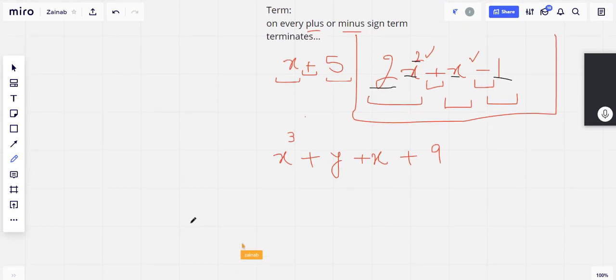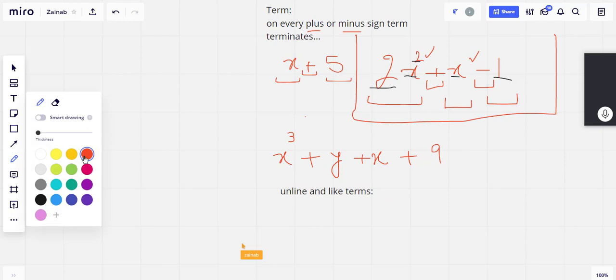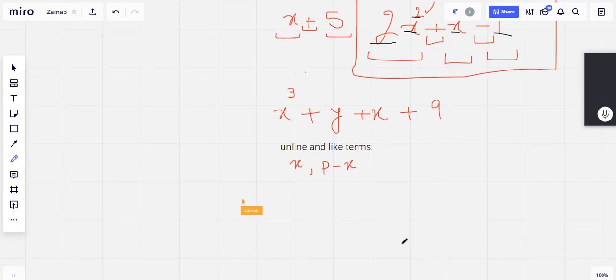Now the next thing you need to know is like and unlike terms. That's very important. We differentiate between like and unlike terms according to the variable and the power of the variable. So I will write p-x, meaning power of the variable. If the variable is x, then power of x. If the variable is y, then power of y. Let me show you an example.